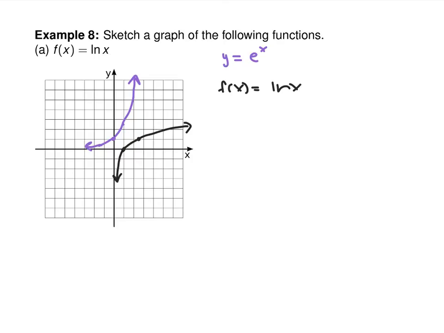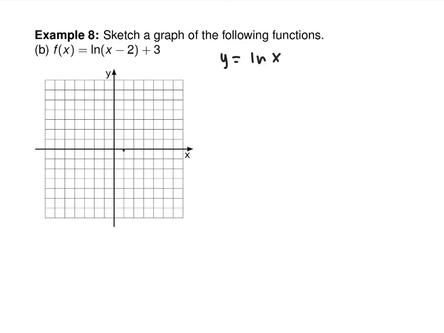And then you're asked to do some shifts, I assume, right? Like this. So take that ln of x picture, which you had graphed in the previous part, and shift it left or right? And up 3. It now has a vertical asymptote at x equals 2 instead of x equals 0.